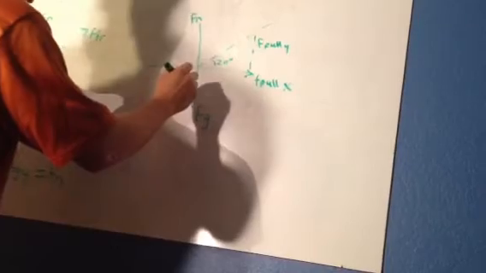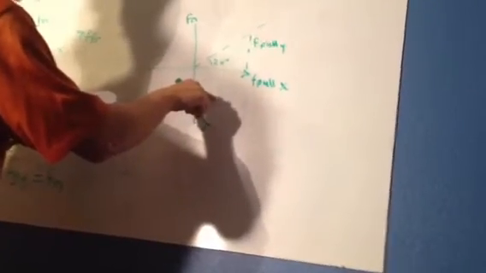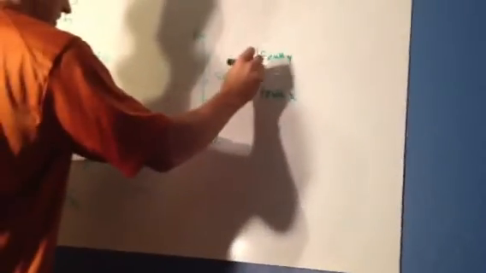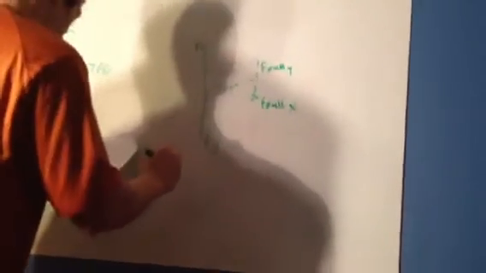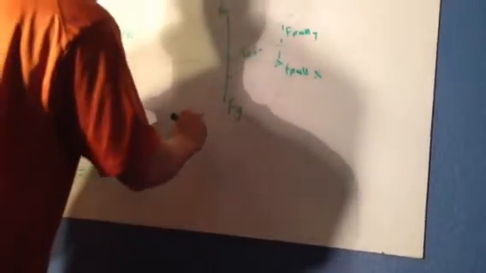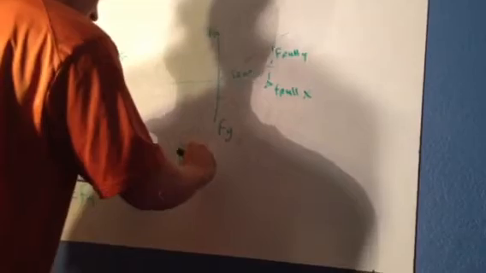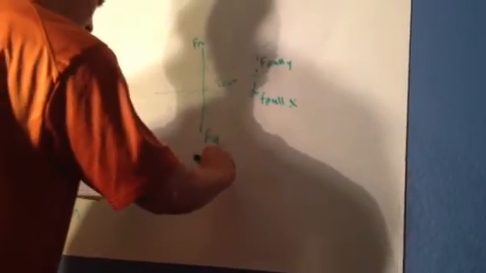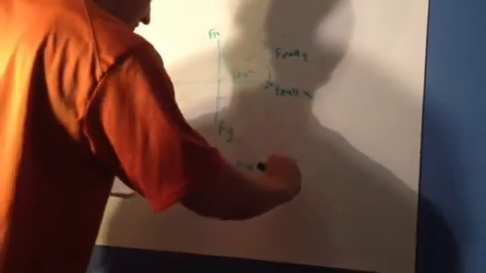And all of these are equal. So the equation for this one is force normal plus force pull y is equal to the force gravity, and then you have force pull in the x.